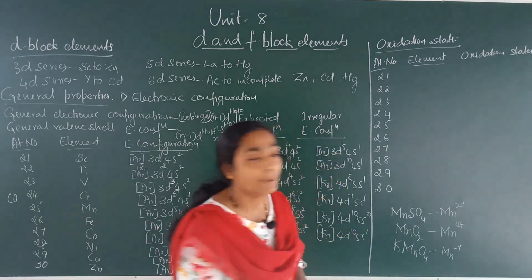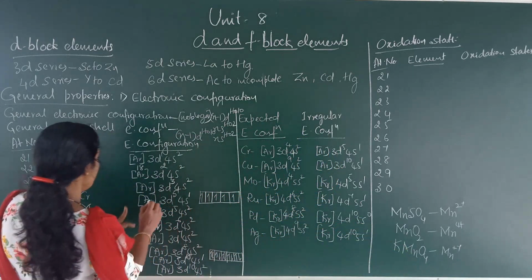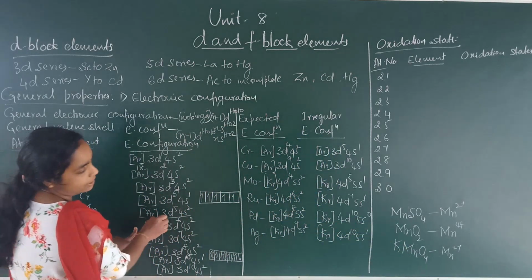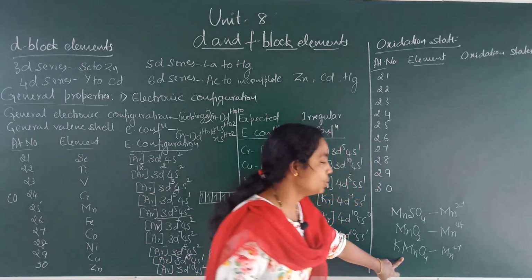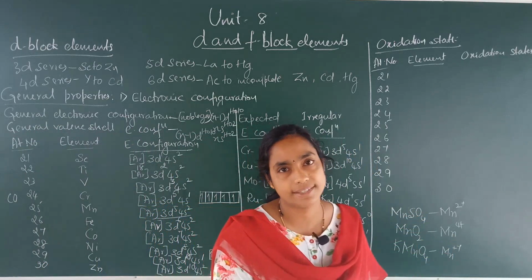In potassium permanganate, all the 7 valence electrons are involved in the chemical bonding process. Therefore, in potassium permanganate, the oxidation state of manganese is +7.